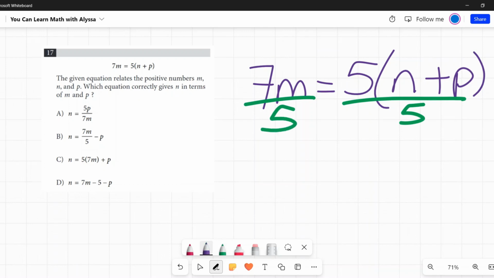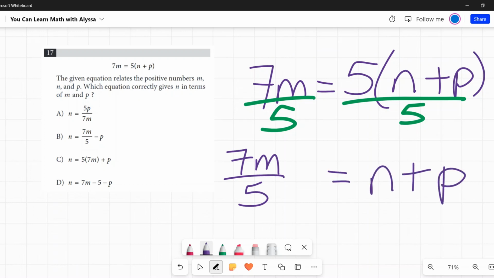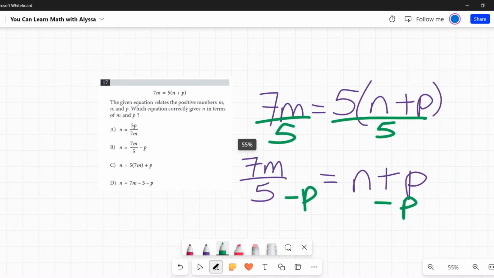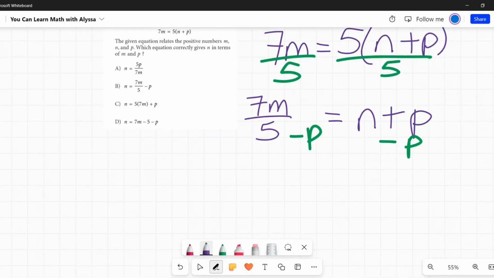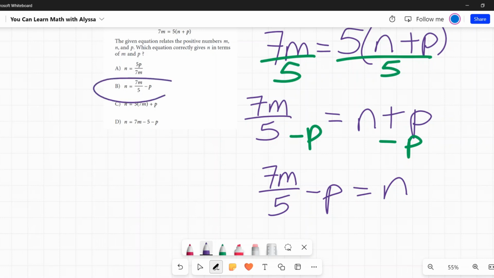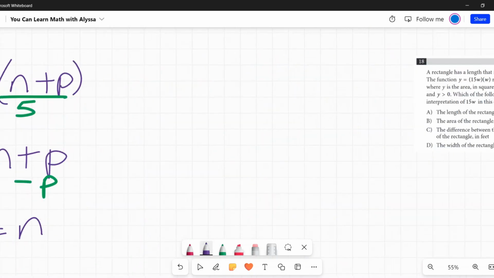everything by 5. So on the left, I have 7m divided by 5. And on the right, I have n plus p. Well, I am adding p to n. So to undo that, I need to subtract p from both sides. Zoom out a little bit, move up. So on the left-hand side, I have 7m over 5 minus p. And on the right is just n. So I've done it. I've got n by itself. 7m over 5 minus p. B is my answer.